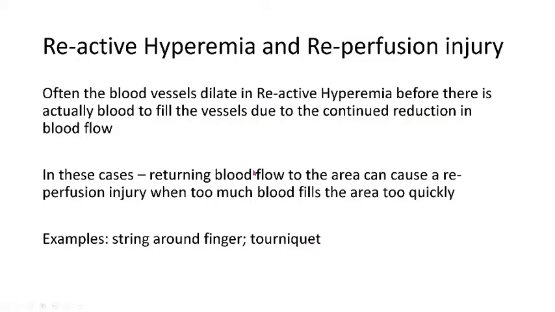So the thing about reactive hyperemia is if you dilate the blood vessels and you let blood come back all at once, we can get something called a reperfusion injury. The blood flow is returning to the area so quickly that too much blood fills the area. We'll get swelling, we'll get edema. And again, I give the example of the string around your finger. When you took it off, your finger turned bright pink. Tourniquets will do this as well.